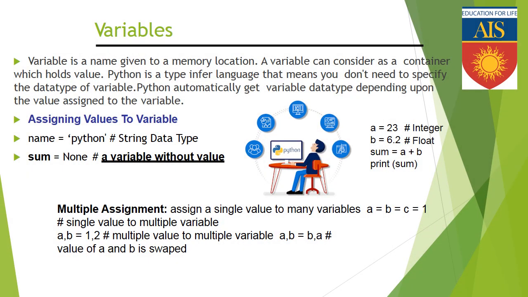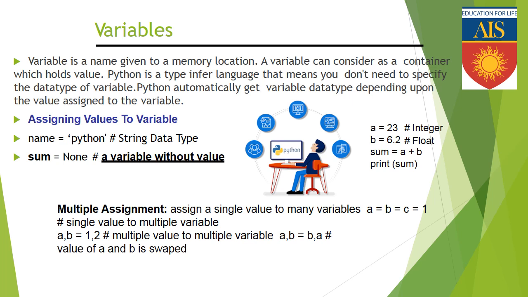Variable, the most important thing of a program. A variable is a name given to a memory location. A variable can be considered as a container which holds a value. Python is a type-inferred language, that means you don't need to specify the data type of a variable. Python automatically gets the variable data type depending upon the value assigned to the variable.